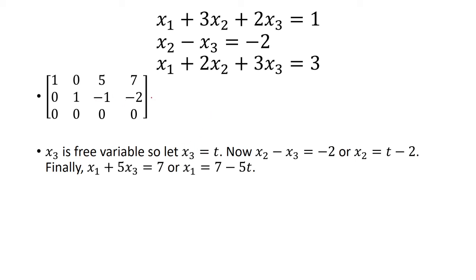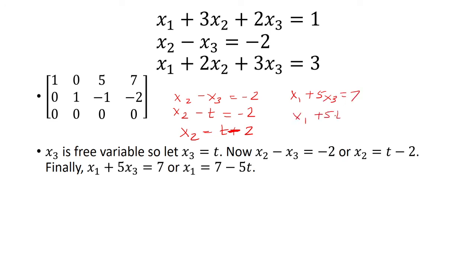Looking at the second equation here, I have x2 minus x3 equals negative 2. I said x3 equals t, so I'm just going to substitute that in. And then I'm going to get t minus 2 is x2. And similarly for the top equation, I have x1 plus 5x3 is 7. x3 we said is t, and so x1 is equal to 7 minus 5t. So that's going to be the form of my solution.